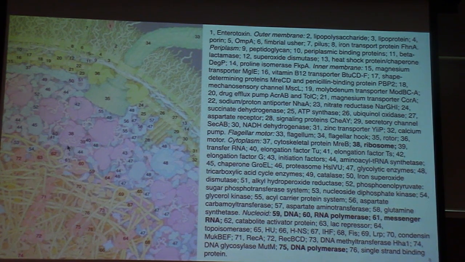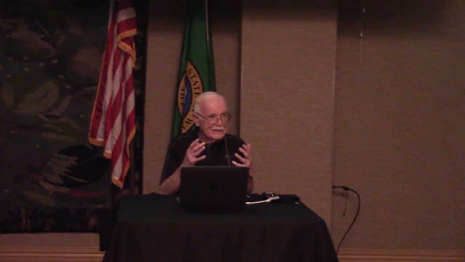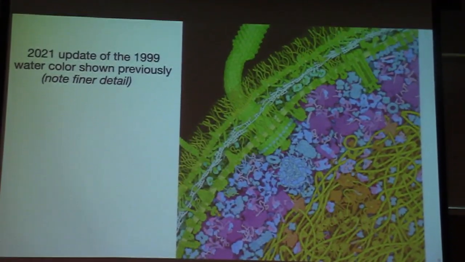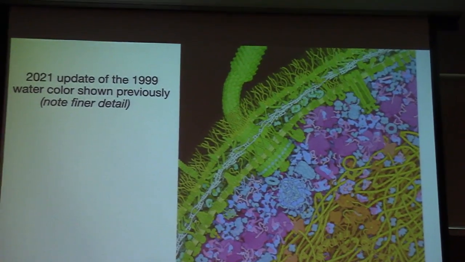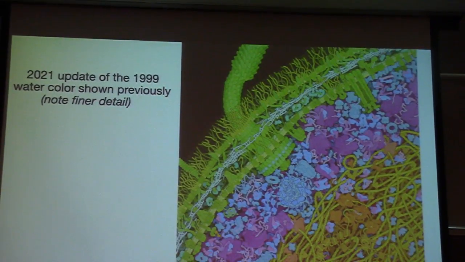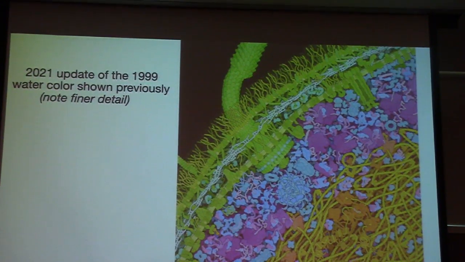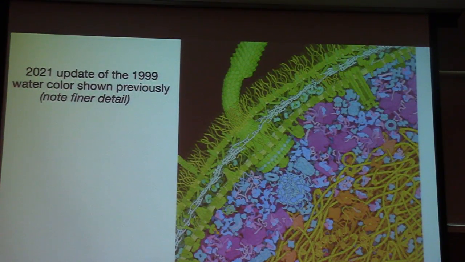This is messenger RNA. I think at the moment that's probably enough, other than to appreciate it. Now, what he did was to update this. He made that thing, I think, in 1999, and has updated it. It's not awfully different, but it does show you in finer detail very much the same structure.